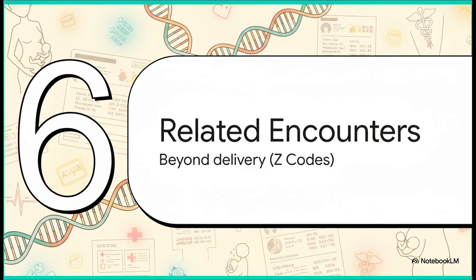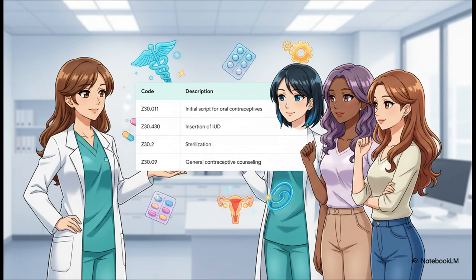Think of these as the codes that fill in the rest of the patient's story. They're not for a current illness or injury, but they're still critical for capturing the whole picture of patient care. Take contraceptive management, for instance. It's a perfect example. You can see there are super specific codes for pretty much everything, from the initial prescription for birth control pills to inserting an IUD or even a sterilization procedure. These codes let us accurately track all these important healthcare services.